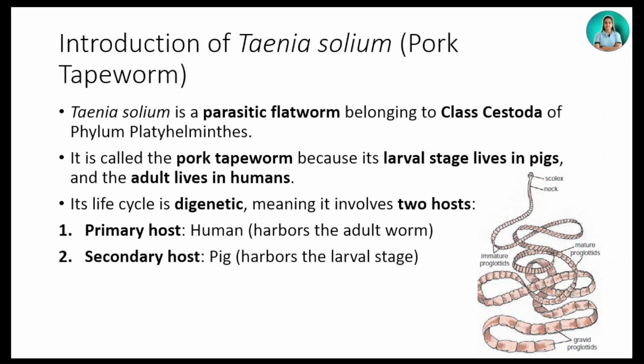Taenia solium is a parasitic flatworm which belongs to the class Cestoda, and this class Cestoda is present in the phylum Platyhelminthes. Taenia solium is called the pork tapeworm because its larva stages live in the pigs and the adult lives in the human. So its life cycle is digenetic, which means it involves two hosts. The primary host is the human in which the adult form is present, and the secondary host is the pig in which the larva stage is present.